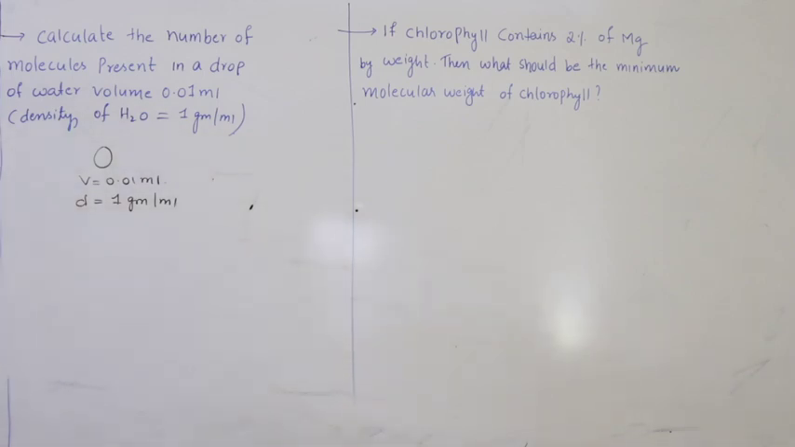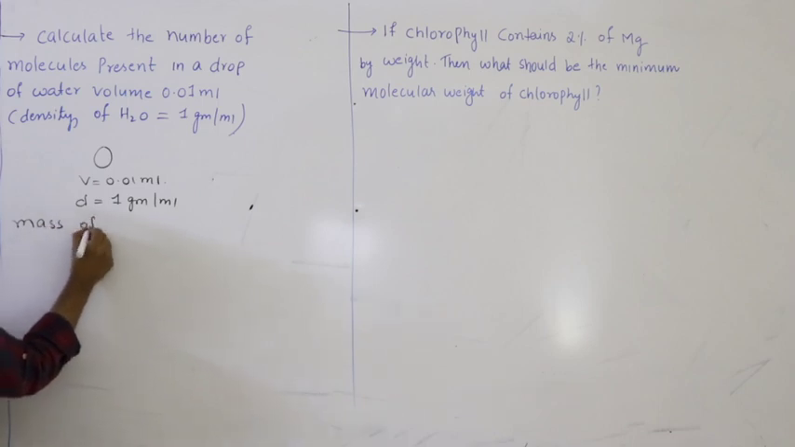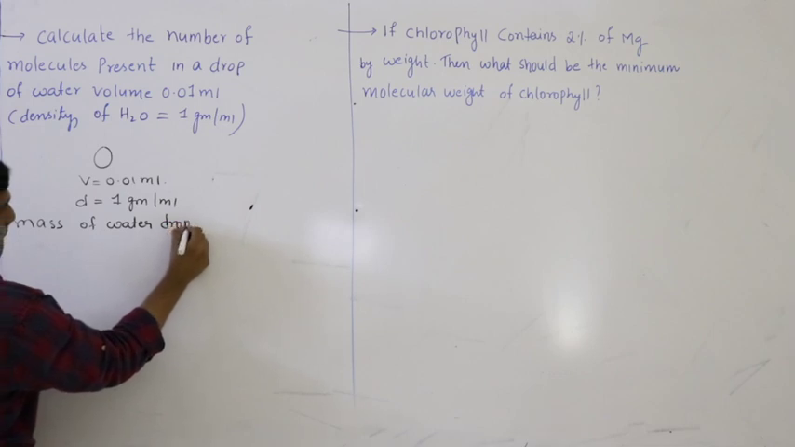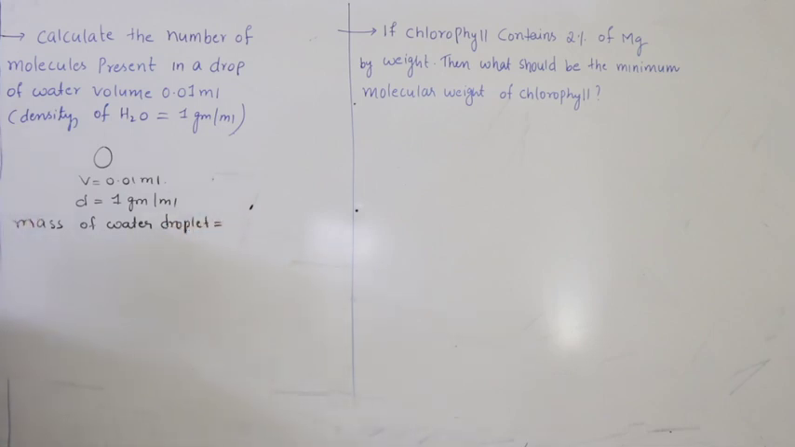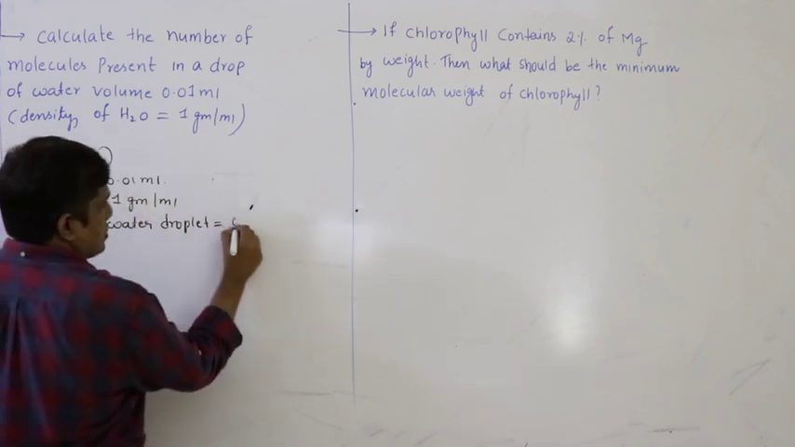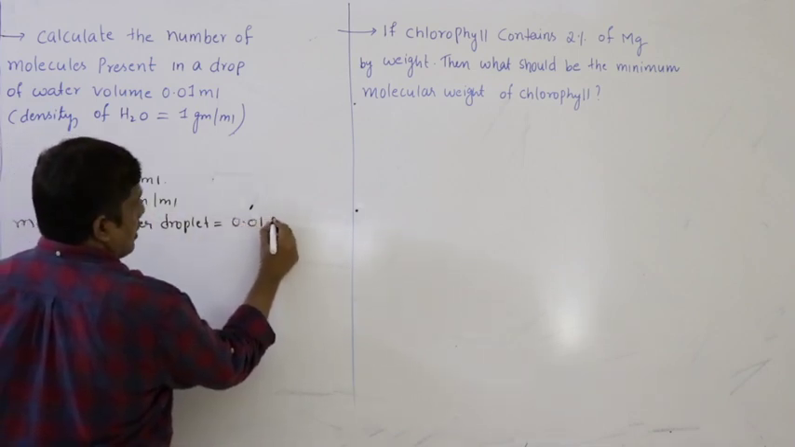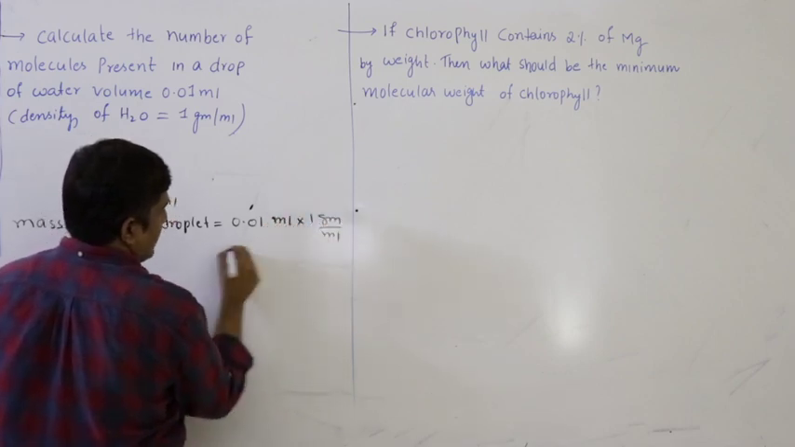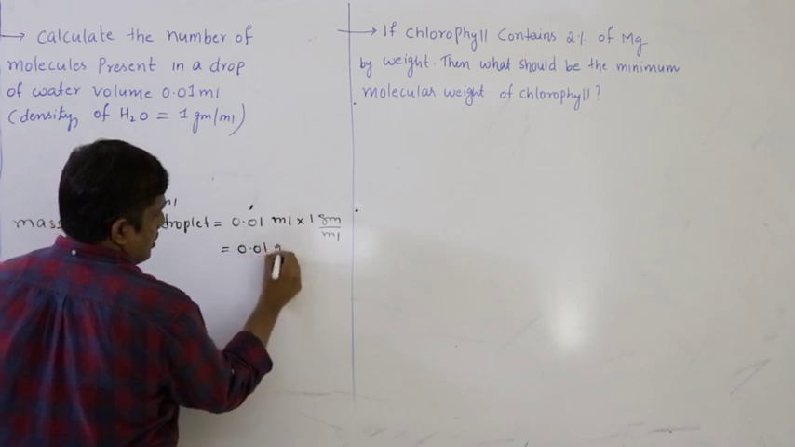What we can do, we can calculate the mass. Mass of water droplet, let us say 1 ml volume, mass is 1 gram, then 0.01, how much? It will be 0.01 grams, nothing but volume into density. So this is 0.01 ml into 1 gram per ml. So what we get is 0.01 grams.